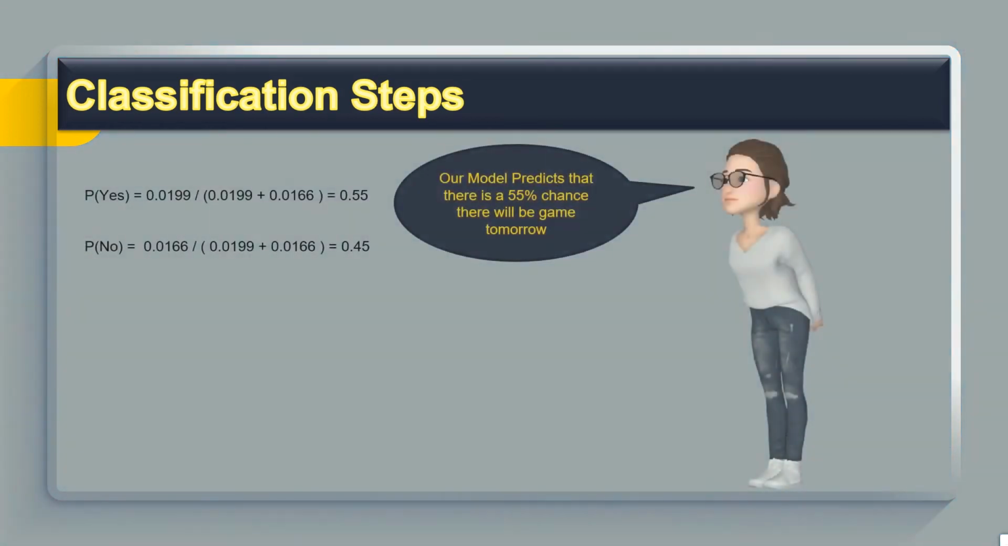Now if we look at the probability of yes for that day of playing, we just need to divide it by the sum of the likelihoods of both yes and no. So the probability of playing tomorrow, which is yes, is 0.55, whereas the probability of not playing is equal to 0.45. Now this is based upon the data which we already have with us.